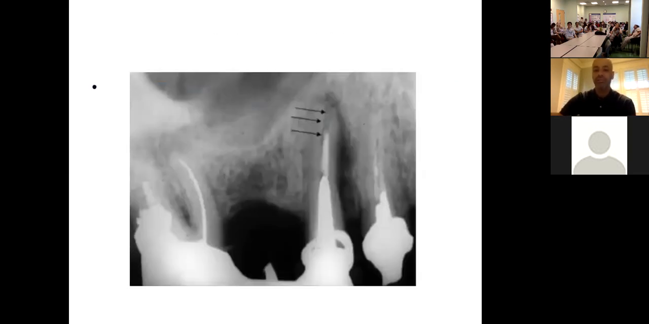Okay. Can anybody tell me what's going on in this case here? All right, this is a root fracture. You can kind of see it. I pointed the arrows there. This tooth was fractured during the post placement of the tooth and probably also during the instrumentation or obturation of the tooth.